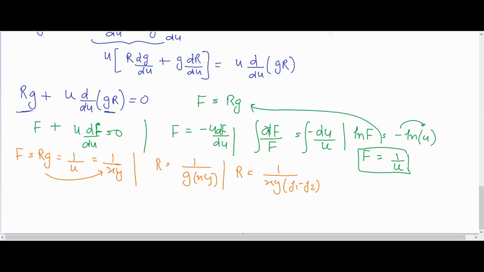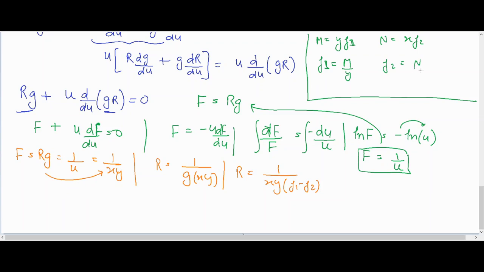So here I'm going to write it down in this box right here. We had that m was of the form y times f1 and n was of the form x times f2. So we can write f1 is equal to m by y and f2 is equal to n by x here. Now we are going to take both of these and we are going to plug them here.